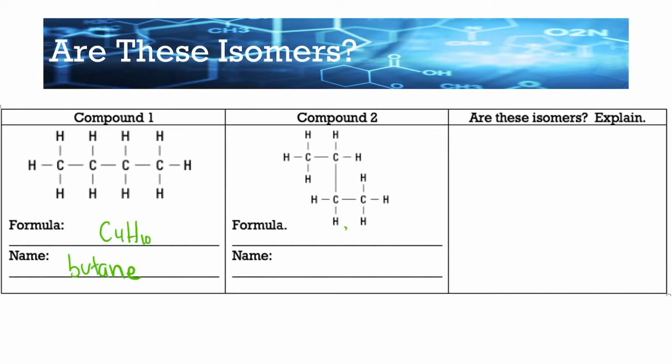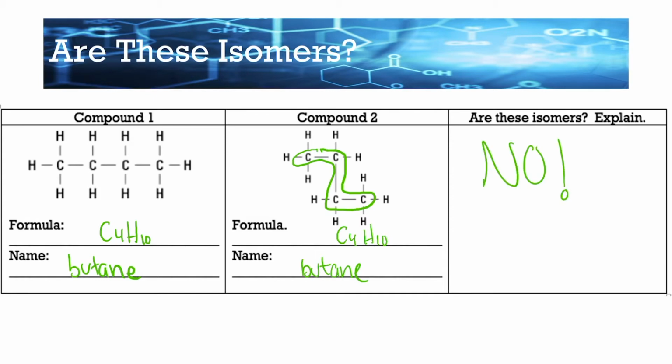So if we count up all the pieces, it is still C4H10. So the formula is the same. But we have to name the longest chain first. The longest chain, even though it bends, that's okay, is still 4 carbons, so that's but. There are single bonds between those carbons, that is butane. So, are these two isomers? The answer is no. They have the same formula and the same structure. So just because it's bent doesn't change it, it's still butane. So that's why finding the names of these things is super important.